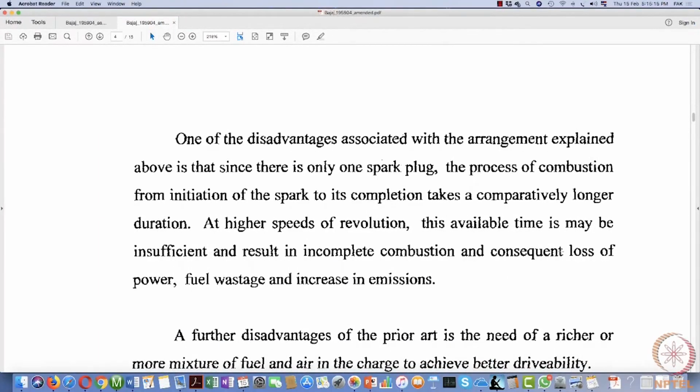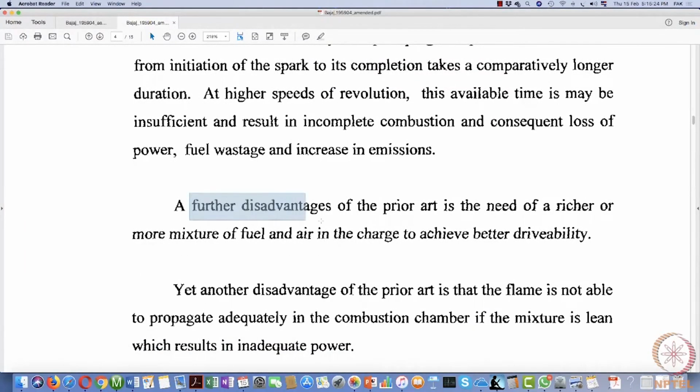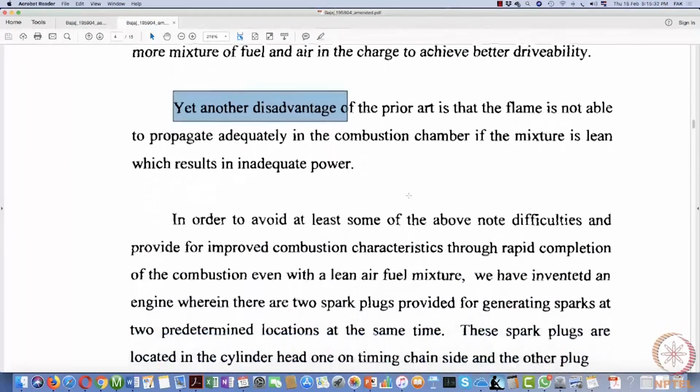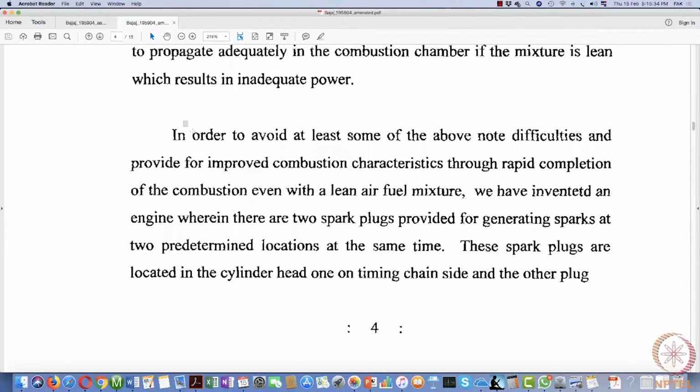And it talks about disadvantages. Here you will find the disadvantages associated with the arrangement. So it talks about a problem. And it talks about further disadvantages in the prior art, yet another disadvantage of the prior art. So it talks about difficulties, and it says in order to avoid them, so this is the pitch that we were telling you about. There would be a problem which is addressed by the invention, and the invention, while it is drafted, is pitched as a solution to the problem.